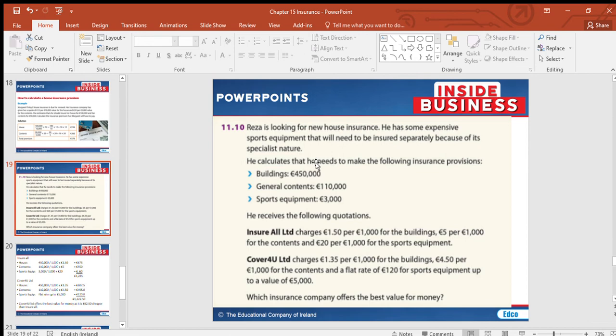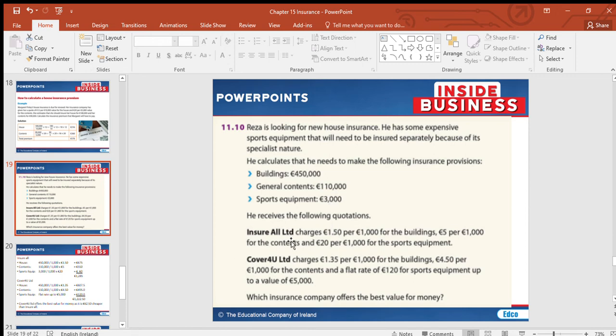So Reese is looking for a new house insurance. He has some expensive sports equipment but will need to be insured separately because of its specialist nature. Buildings, general contents and sports equipment. Buildings are worth 450 grand, contents 110 grand, and sports equipment 3 grand.